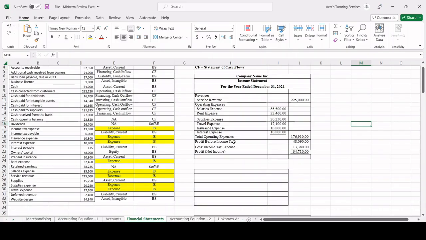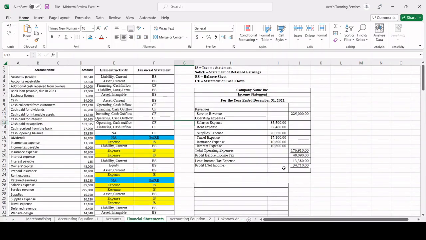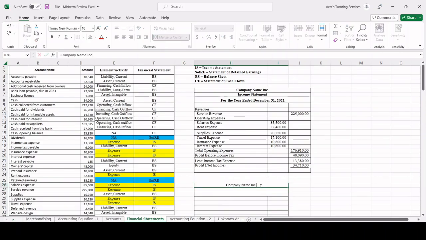All right, next we're going to dive into the statement of retained earnings. This one is fairly straightforward. So once again, a three-part title: company name, Inc., statement of retained earnings, and for the year ended December 31st, 2021.